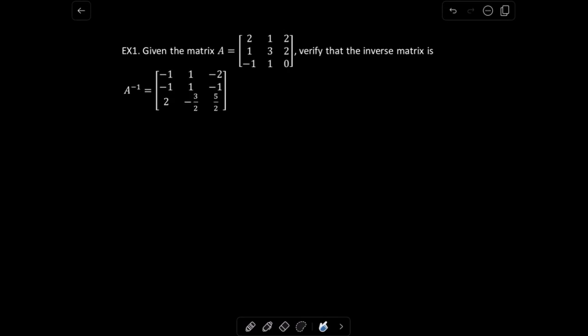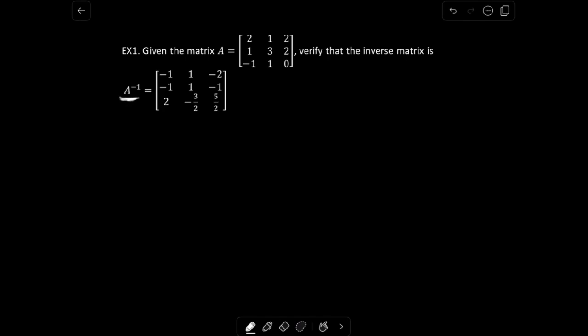Given the original matrix A, here we have matrix A, I want you to verify that the inverse matrix, and I've given you inverse A, I want you to actually verify that that is the inverse matrix.